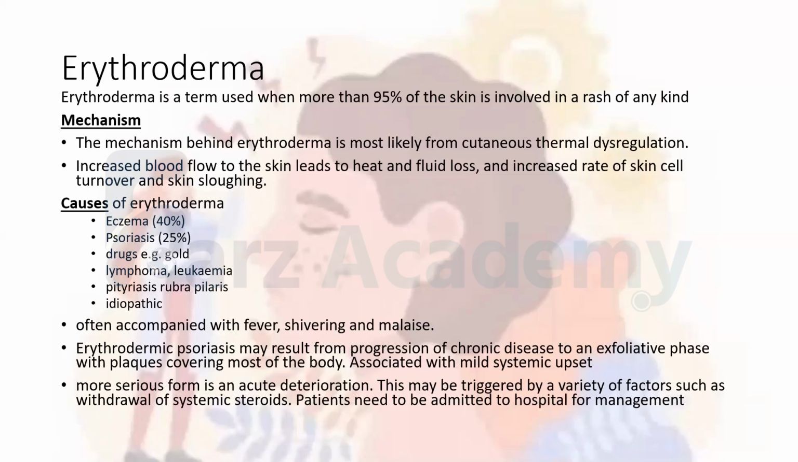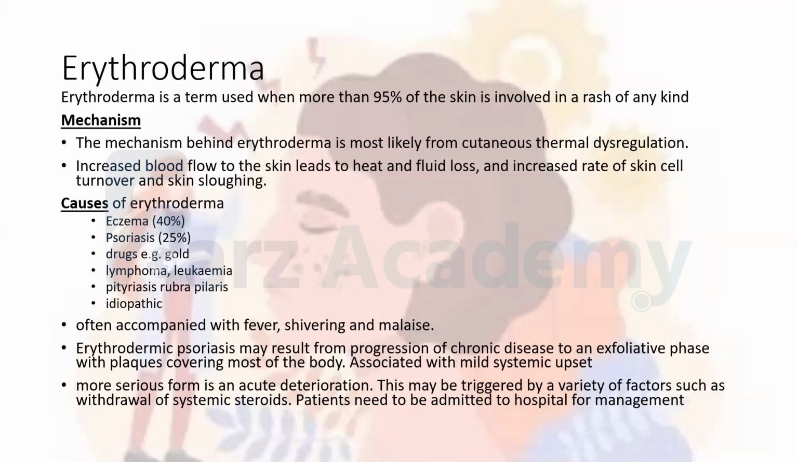Causes can be any skin lesion that progresses into erythroderma. For example, eczema, psoriasis, lymphomas, leukemias. Drugs like gold can also lead to erythroderma. And a very rare condition like pityriasis rubra pilaris is also associated with erythroderma. This condition is associated with systemic symptoms because of the widespread skin involvement. They can present with fever, chills, generalized weakness, shivering, etc.